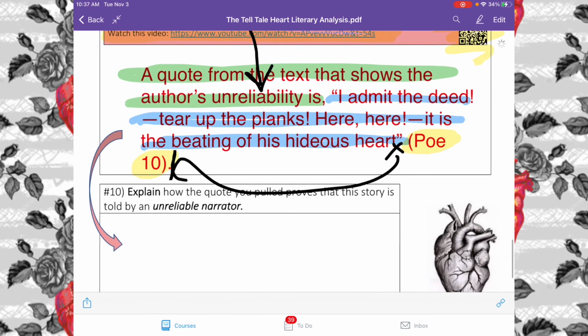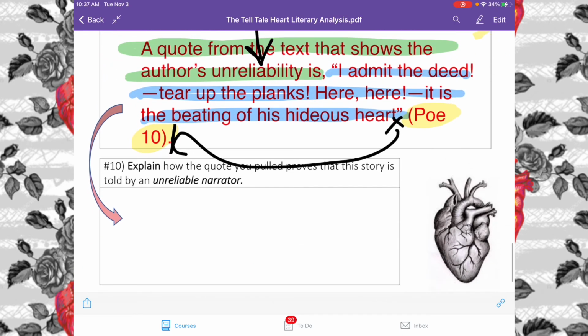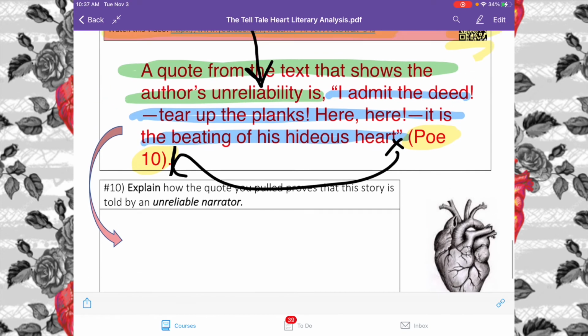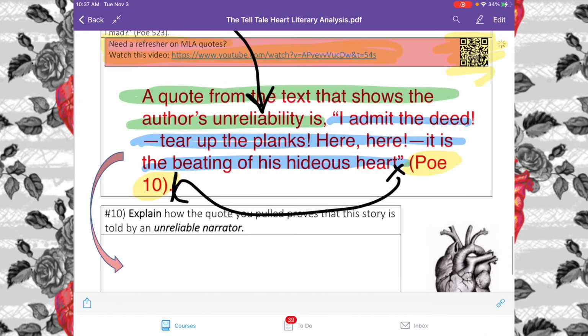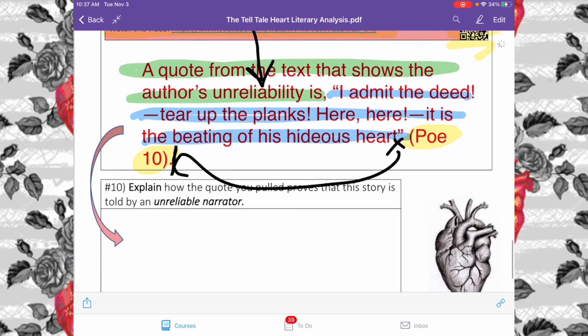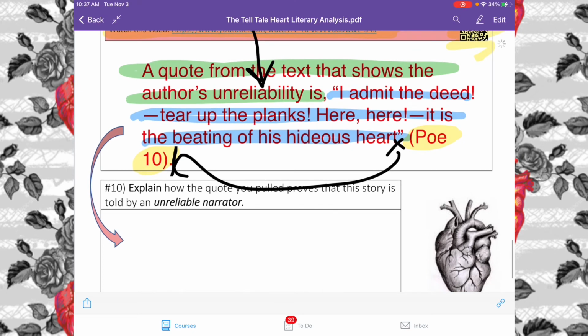And again, we don't just leave that quote hanging, we need to explain it. So the last piece here, number 10, explain how the quote you pulled proves that this story is told by an unreliable narrator. So the quote that I chose here is at the very end of the story when the narrator believes that the old man's heart is still beating underneath the floorboards, and he takes it out, and in his mind it is still beating.